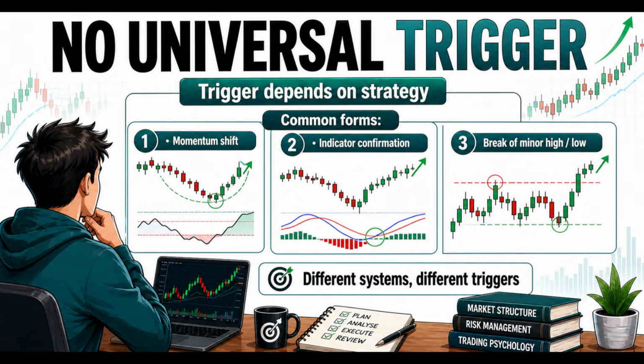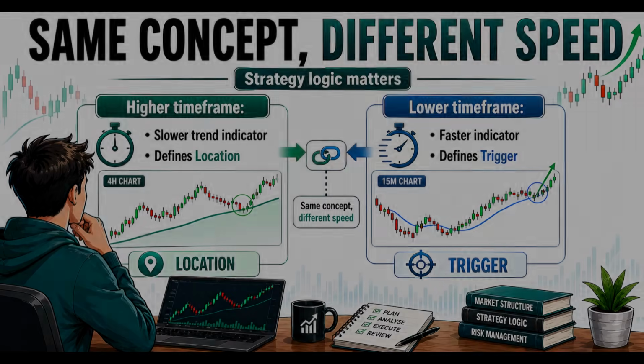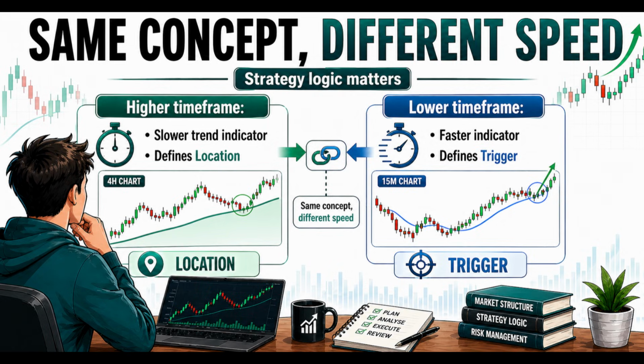Some strategies may look for momentum shifts on a lower time frame. Others may use indicator confirmations, such as a faster signal aligning with the higher time frame setup. In some cases, the trigger may involve minor structure events, such as a break of a recent short-term high or low. There is no single universal trigger.